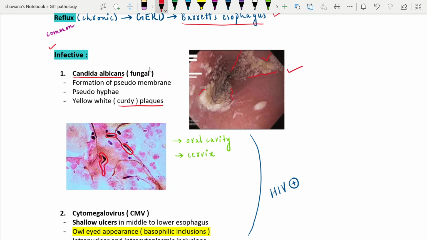But we always see the curdy plaques, and in this esophagitis, the pseudomembrane and pseudohyphae are present. I hope this is clear, so that whenever this description comes in your exams, you can identify it as Candida infection of anything, like the oral cavity or the cervix, and in this lecture we are discussing the esophagus.